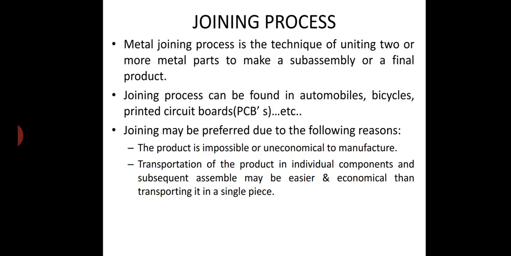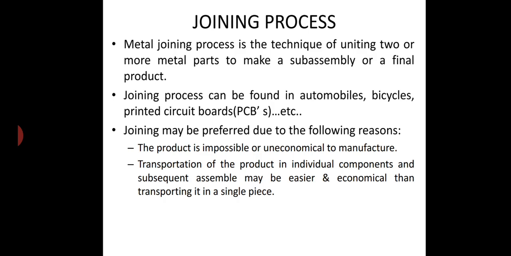You can find metal joining processes at almost all the places where you are handling metal parts. You can see it in your bicycles, in your bikes, even in your computers, in your printed circuit boards. Everywhere you can see some type of metal joining process. For example, in a bicycle you can see welded joints. In a printed circuit board you can see soldered wires on the printed board. Those are all examples of joining processes.